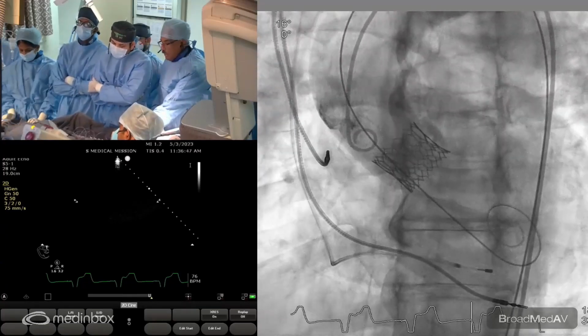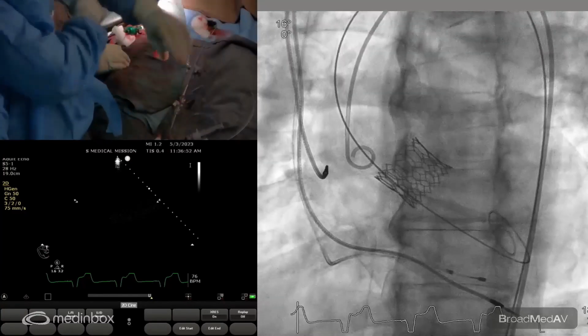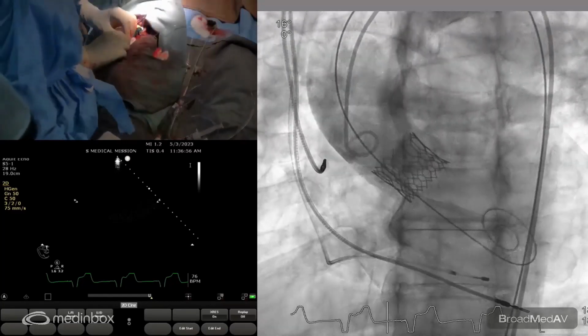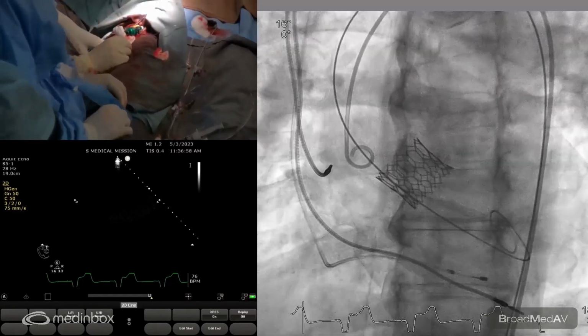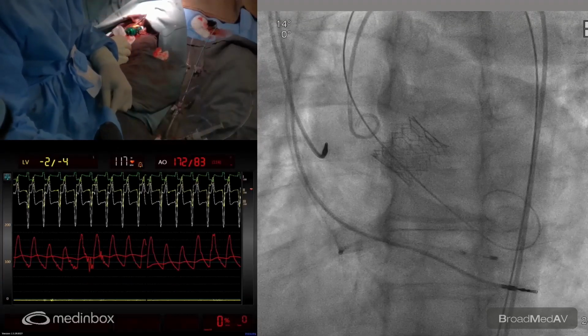Okay, so let's now pull off this wire. Can you give me the pigtail to remove this? You want to assess the hemodynamics? Yeah, so we'll get the pigtail down and assess the hemodynamics.